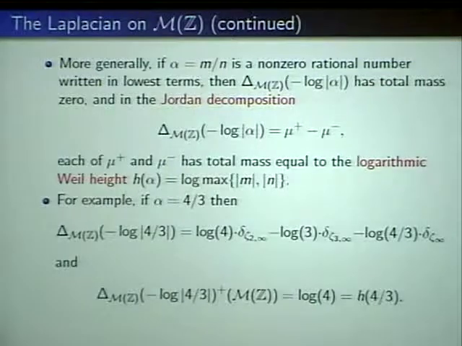And one of the projects my group will do is generalizing this to Q bar. So in fact, this should work for Q bar as well, that you can have a Laplacian on the Berkovich space associated to Z bar, and that is just computing the height of an algebraic number. So I'll stop there. Thanks.